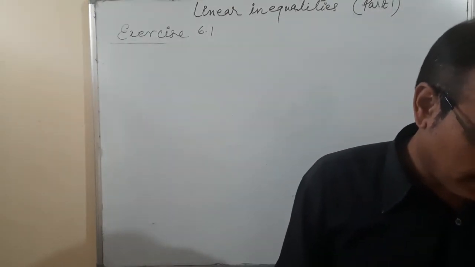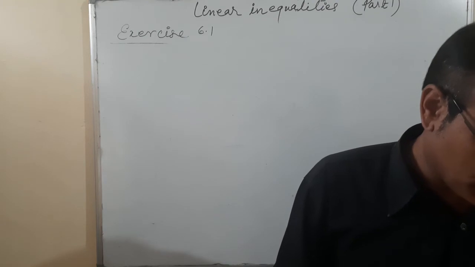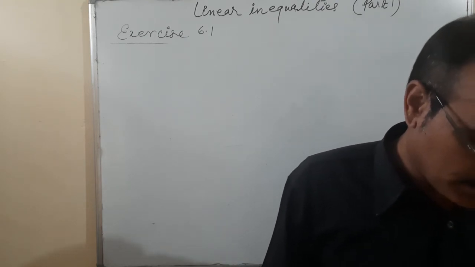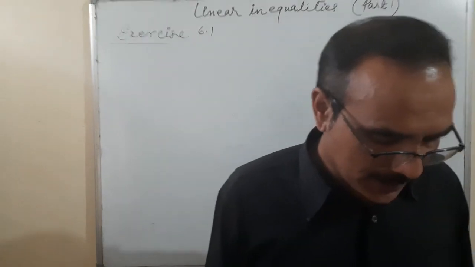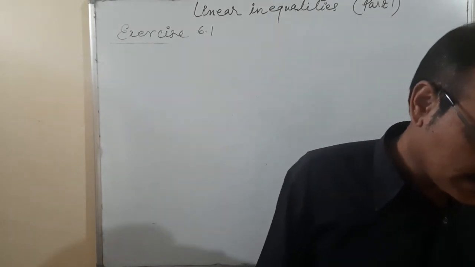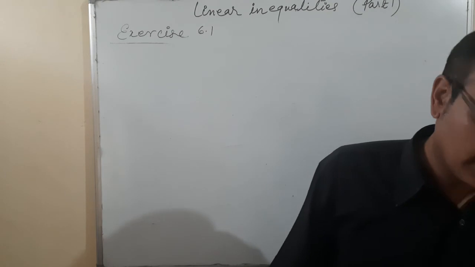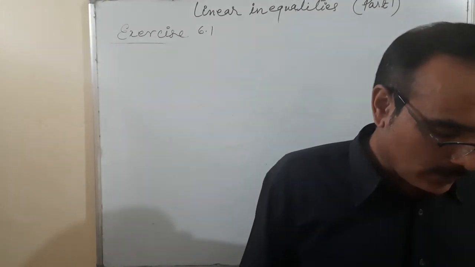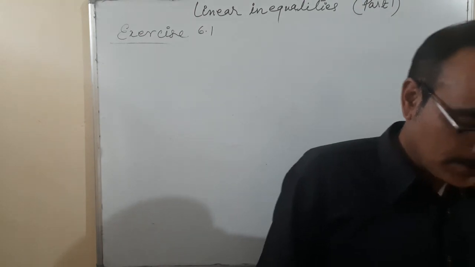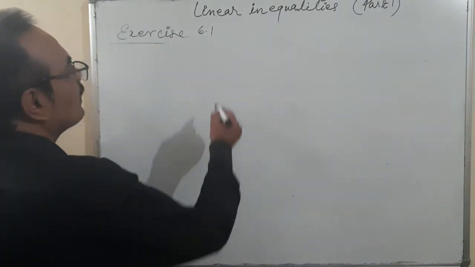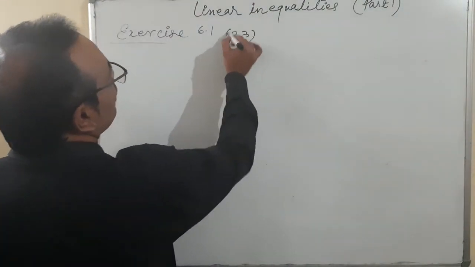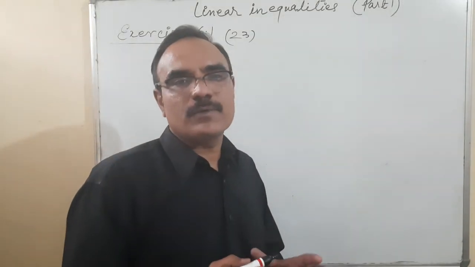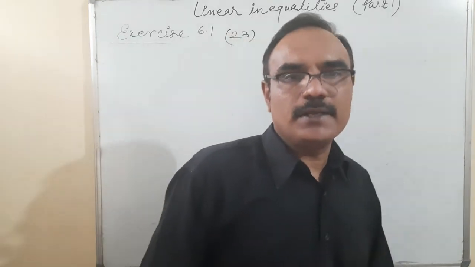Next one, 22, is the same as now. Let us see question 23. Find all pairs of consecutive odd positive integers, both of which are smaller than 10, such that their sum is more than 11. Question number 23. Find all pairs of consecutive odd positive integers.